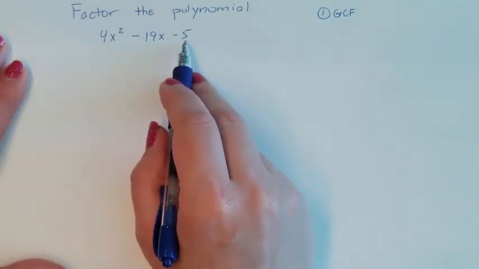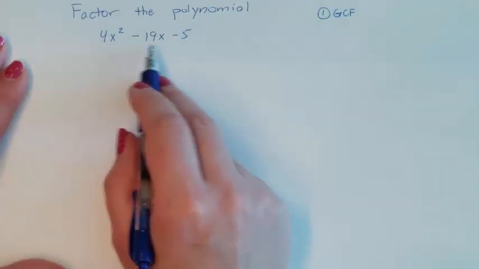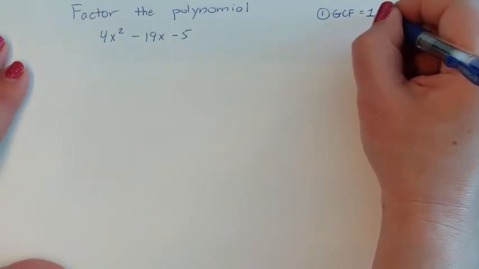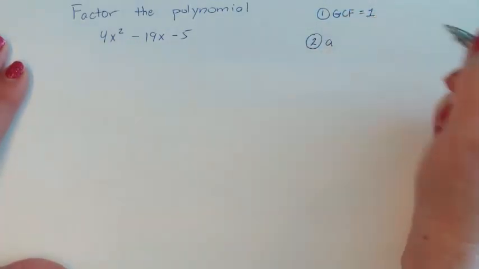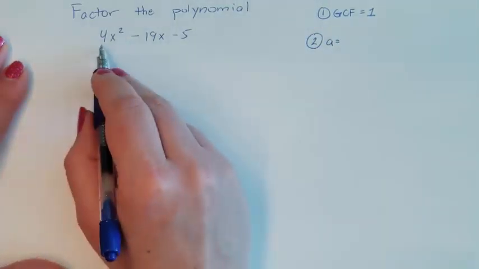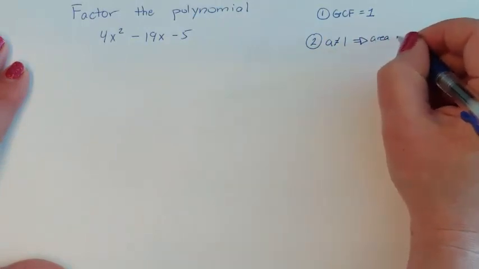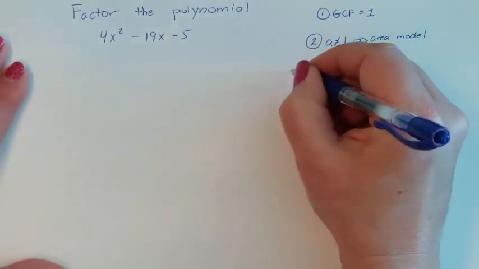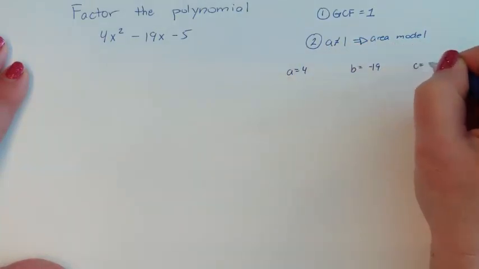So there is no number GCF. They do not all share a common variable, so there is no variable GCF. So my GCF is just a 1, which means now I need to move on and see if A allows me to use the area model or if I can use the trick method I found. A is not 1. If A is not 1, then you have to use the area model. So I have to identify A, identify B, and identify C.